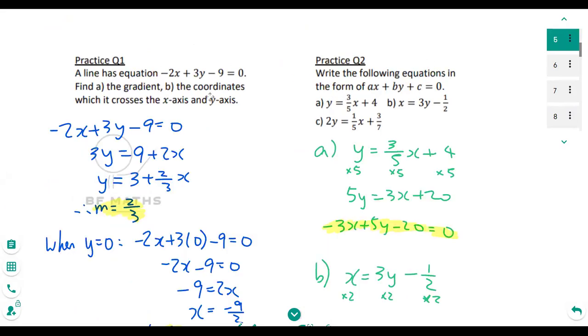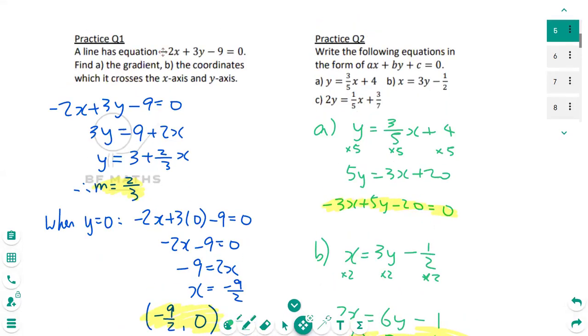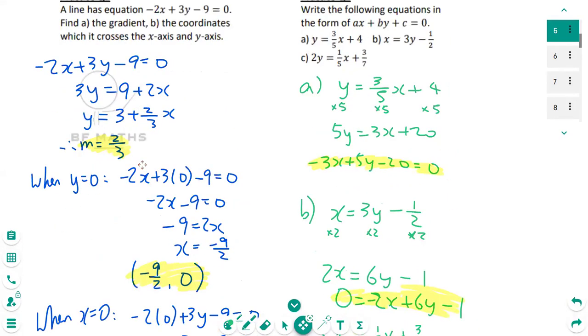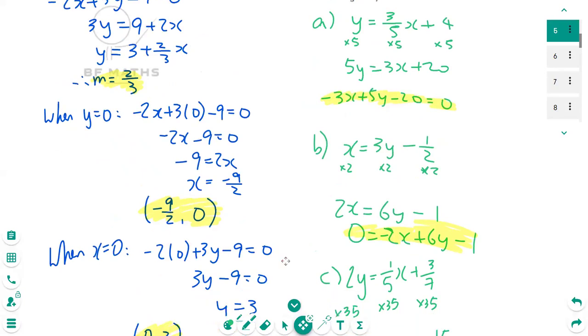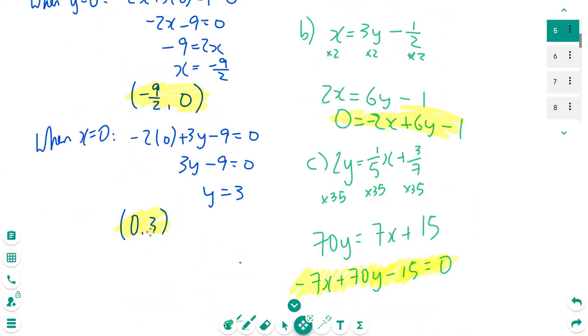Here are the answers. Okay, question 1. To find the gradient, make y the subject and divide by 3, so you get 9 plus 2x, divided by 3, giving 2 over 3 as the gradient. To find the coordinates where it crosses the x and y axis, substitute y equals 0 to find the x value, and substitute x equals 0 to find the y value.